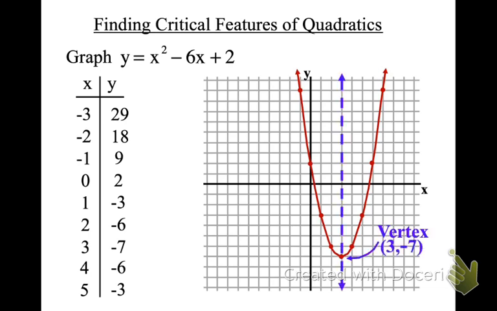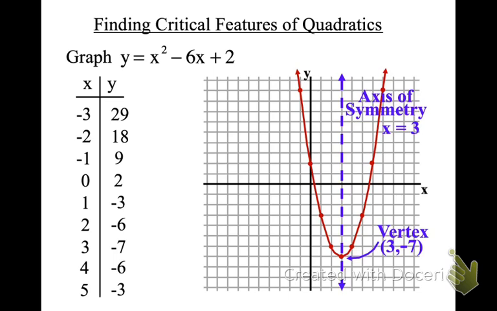All right, so you'll notice my vertex is (3, -7). And my axis of symmetry is crossing through 1, 2, 3 on the x-axis. So my axis of symmetry is 3, and that's also the same thing as the x in my vertex. You don't need to write this part.